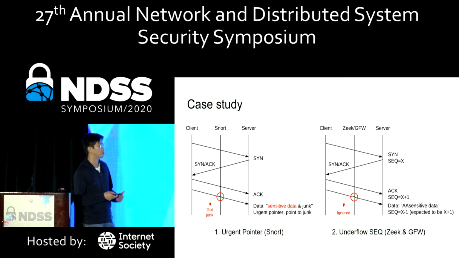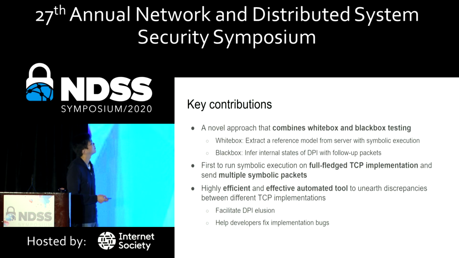And we also pad 2-byte data before our sensitive data. Because when Linux receives this packet, it will trim the data and discard the bytes before the expected sequence number. But Zeek and the GFW, when they see this kind of packet, they will totally ignore this packet.